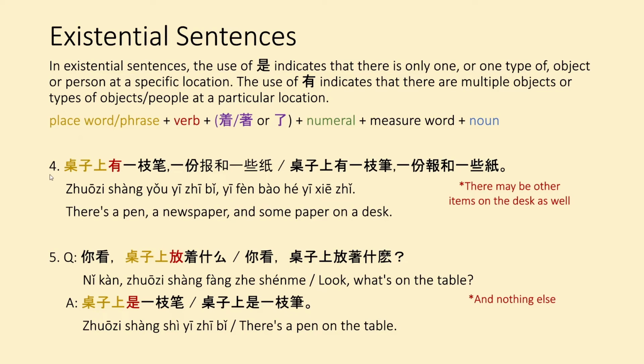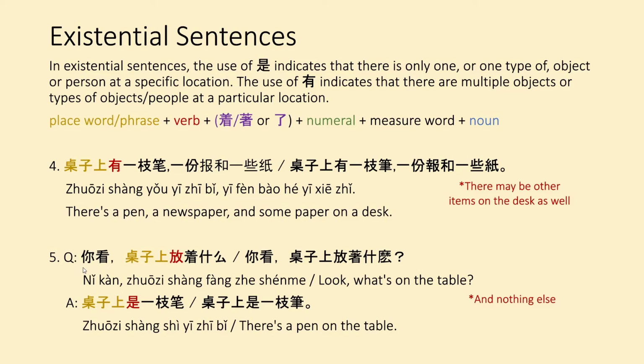And in the first sentence, we are using 有, which indicates that there are multiple types of objects or people at a particular place. So, 桌子上有一支笔、一份报和一些纸. There's a pen, a newspaper, and some paper on a desk. Note that in this example, there can also be other items on the desk, and that's because we are using 有. In example 5, where we are using 是, we are only indicating a singular.